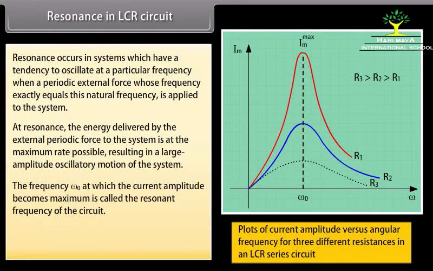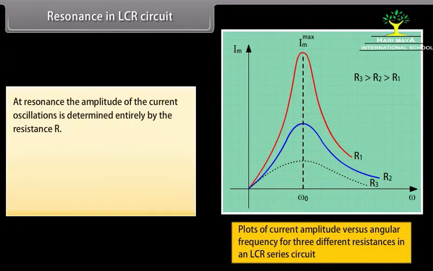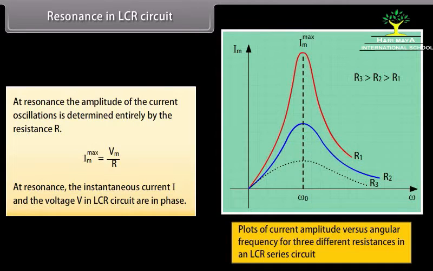The frequency omega naught at which the current amplitude becomes maximum is called the resonant frequency of the circuit. Omega naught = 1 upon square root of LC. At resonance, the amplitude of the current oscillations is determined entirely by the resistance R. Im max = Vm upon R. At resonance, the instantaneous current I and the voltage V in the LCR circuit are in phase.